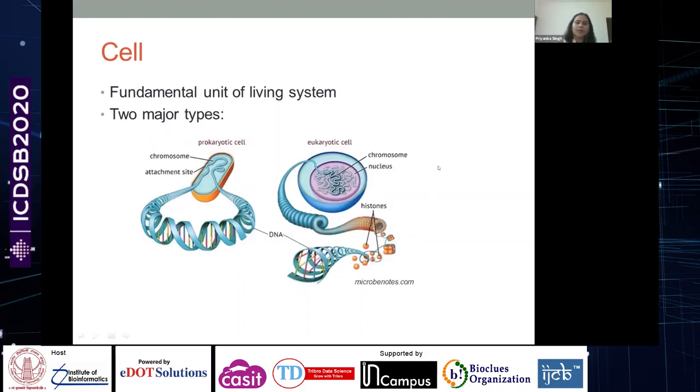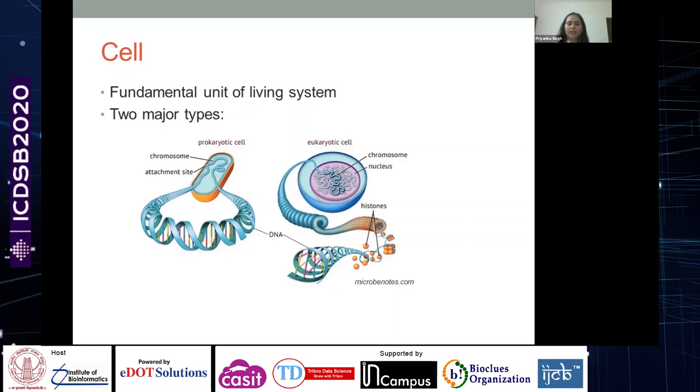So I'll start with the fundamental unit of the living system, which we all know is a cell. There is a diversity in the cell types. There are two major types of cells: one is the prokaryotic cell type, the other is the eukaryotic cell type. The example of a prokaryotic cell is bacteria. And the eukaryotic cell types are the cells found in the human body.